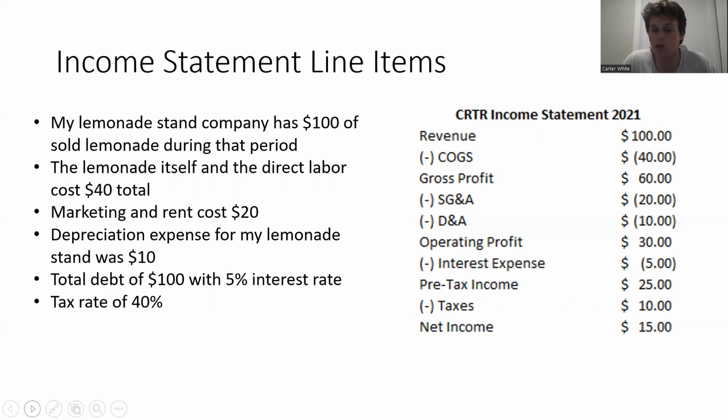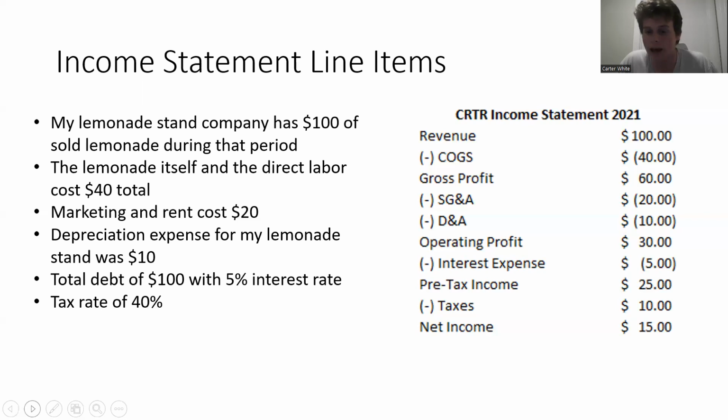Gross profit is our revenue minus our cost of goods sold, right? So when you think about gross profit, that basically is just showing revenue minus cost of goods sold. So you go from revenue to cost of goods sold to gross profit. And then marketing and rent cost $20, and depreciation expense for my lemonade stand was $10. SG&A and depreciation and amortization are both operating expenses. So you subtract all your operating expenses from your gross profit, and this gets you to your operating profit. So your operating profit is essentially gross profit minus operating expenses.